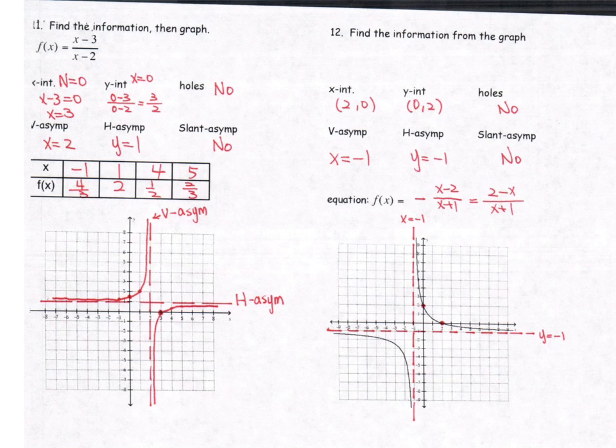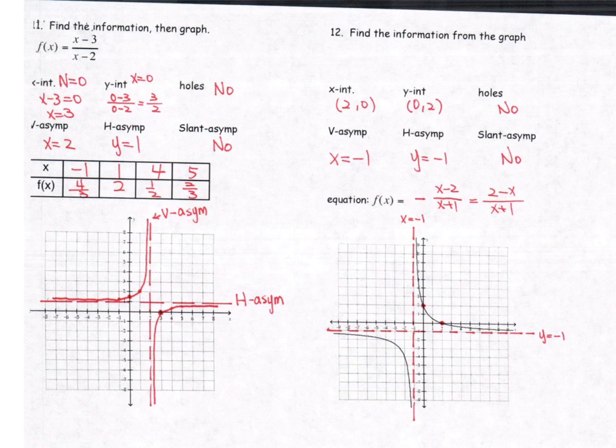Number 12, find the information from the graph. You're given the graph and you're rewriting the function. The x-intercept, I read it as (2, 0). The y-intercept is (0, 2). Holes, there are none. Vertical asymptote is located at x equals -1. Horizontal asymptote is located at y equals -1. So that information should help us write the equation.